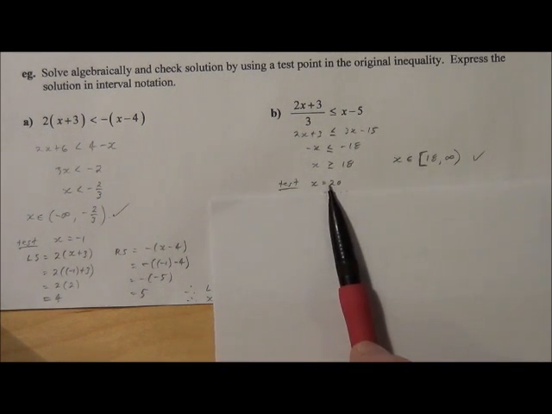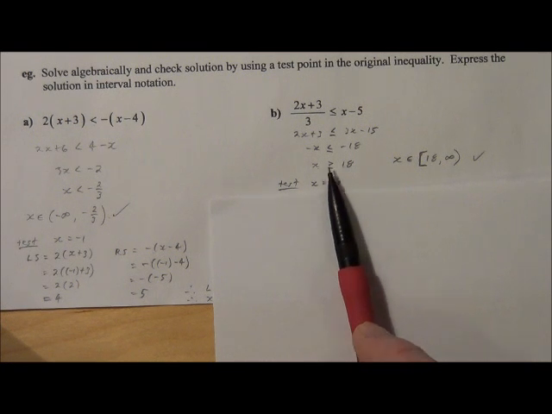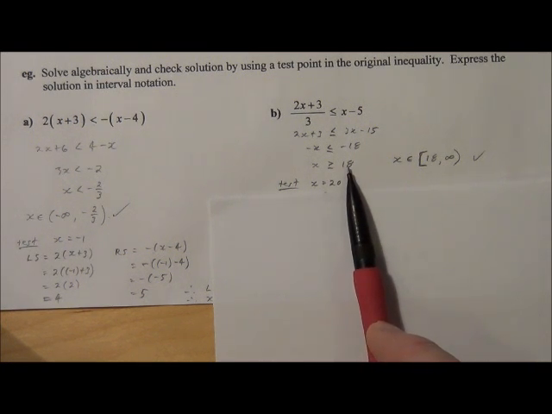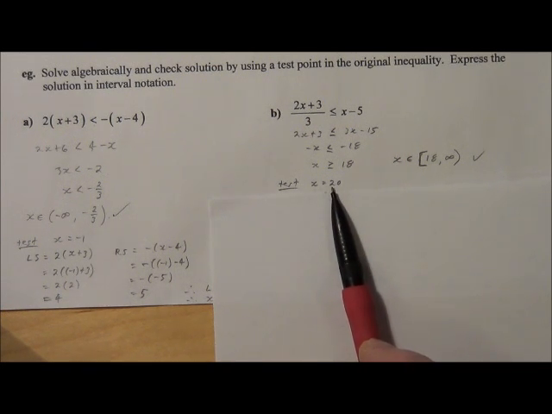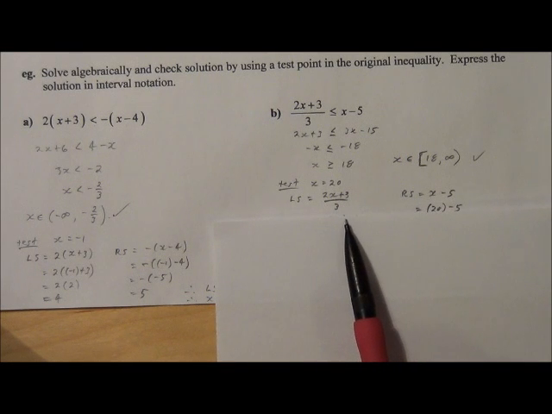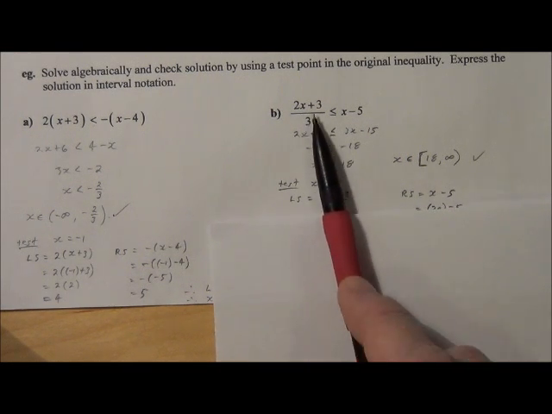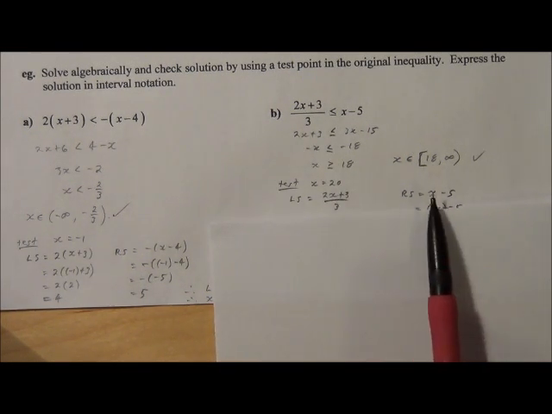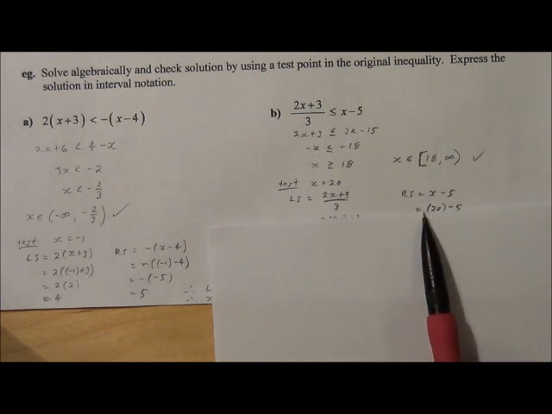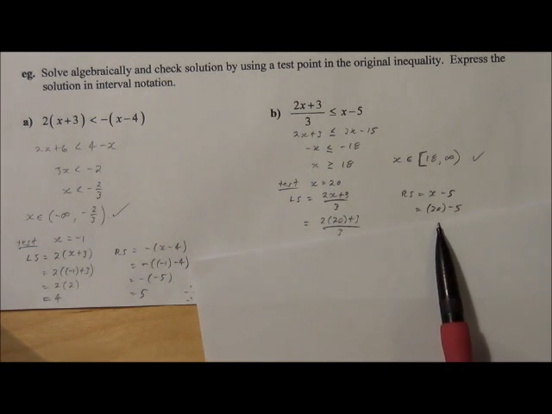So I'm going to test x equals 20 because that is greater than 18, and just keep things simple for myself. We could use 18.1 if you wished, or 19 or whatever, but 20 sounds good. Separate left side and right side. So left side equals 2x plus 3 over 3. The right side is x minus 5. Substitute 20 into both sides.